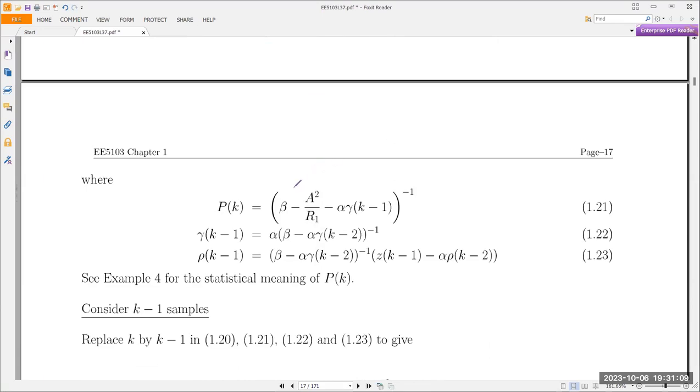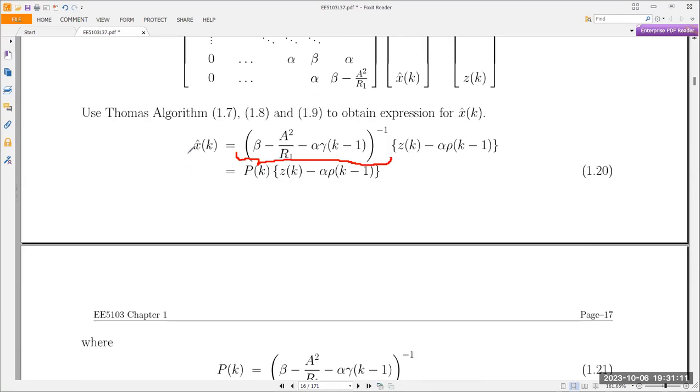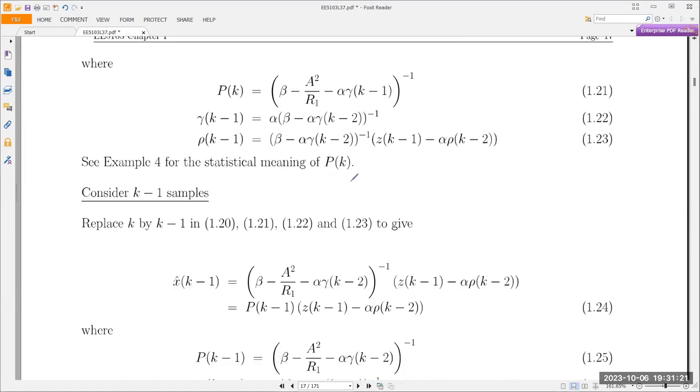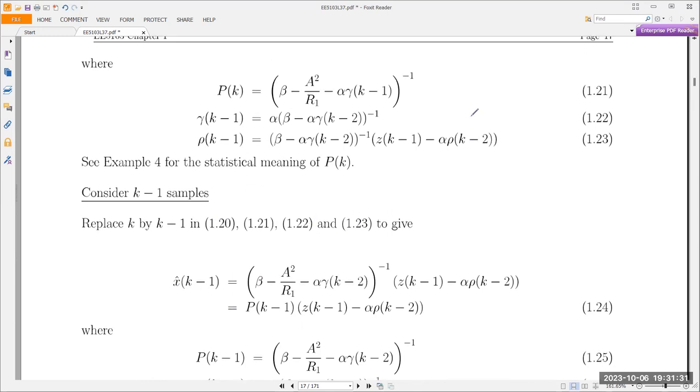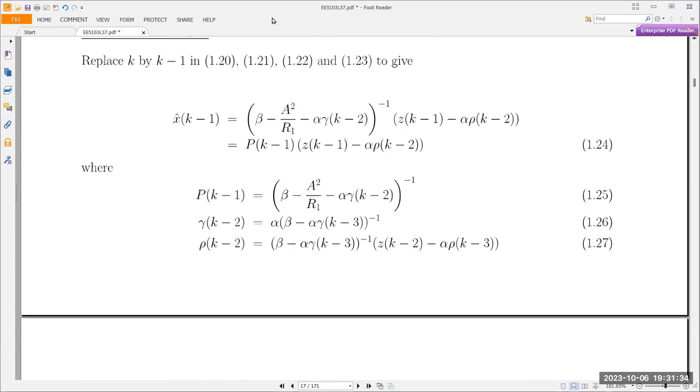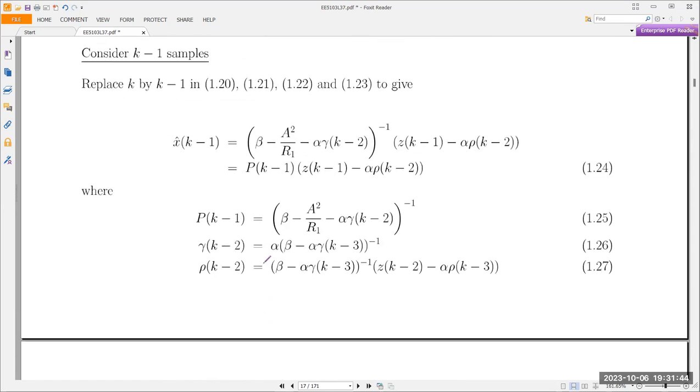Then you do the same. This is xk, you want to get k minus 1, so it's very simple. Every time you see a k, you replace it with k minus 1. Here you replace with k minus 1, k minus 1, k minus 1. Then you get the same formula for x at k minus 1. So everything you see in 20, 21, 22, 23, everywhere you see k only, you replace by k minus 1, you will get this. So this is just maths, nothing.